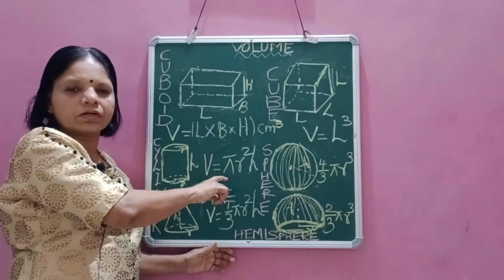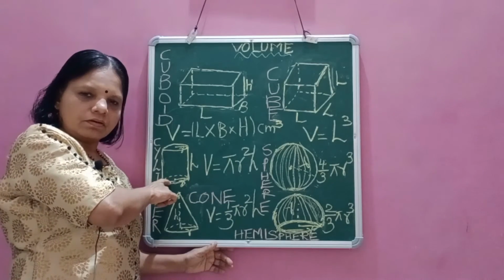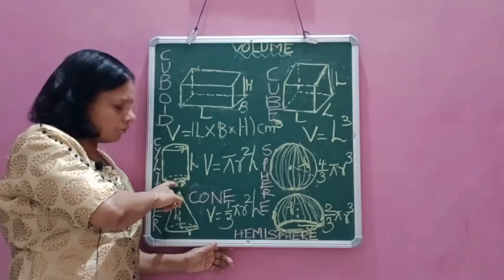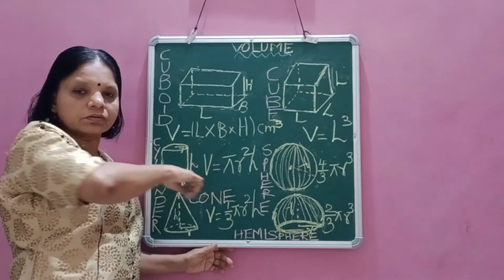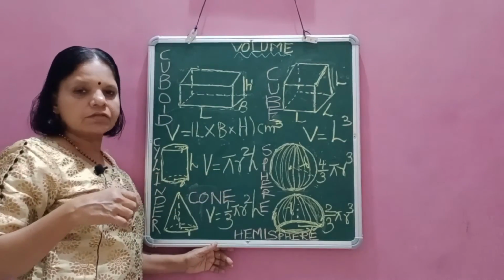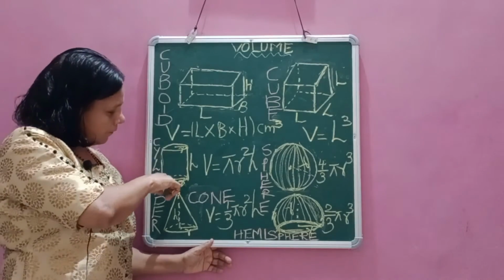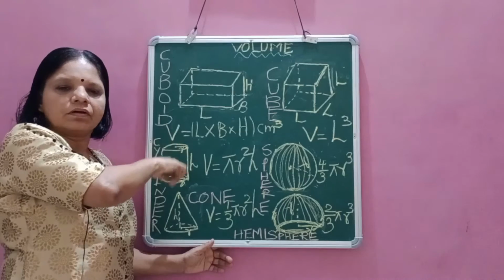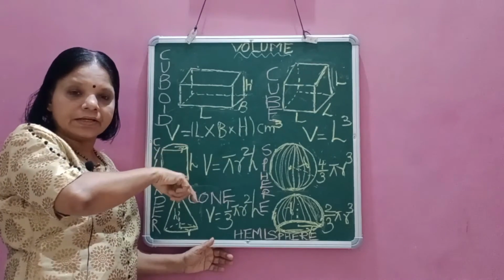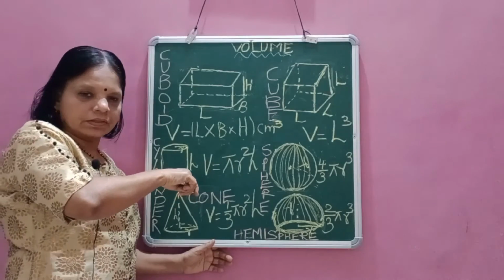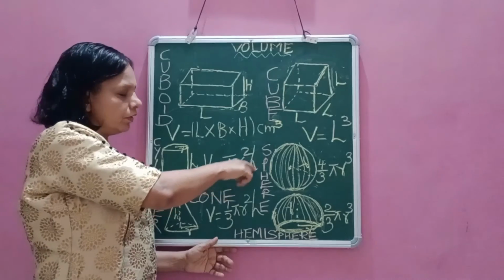How is this formula derived? You know, the circular face has the radius r. We know that area of the circle is pi r square. Both the upper and lower face has the same area. Clear? So the pi r square how many times?